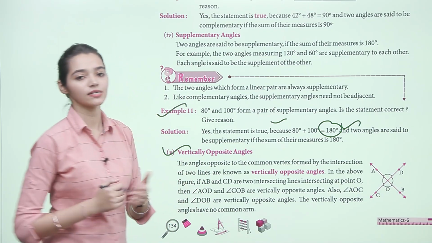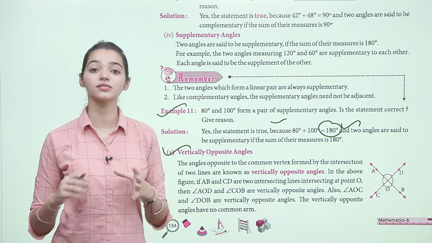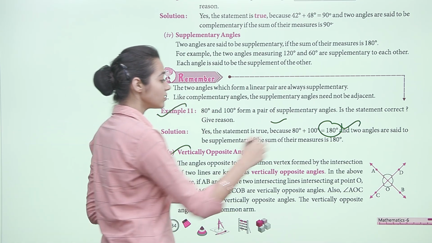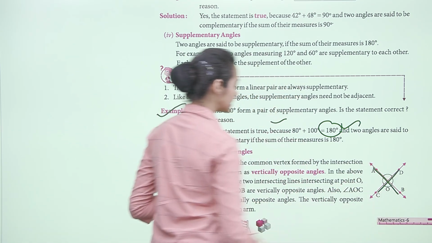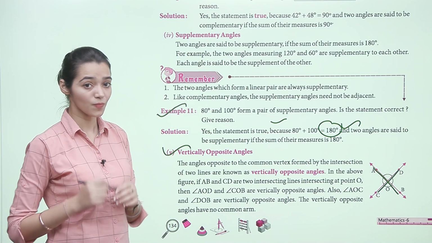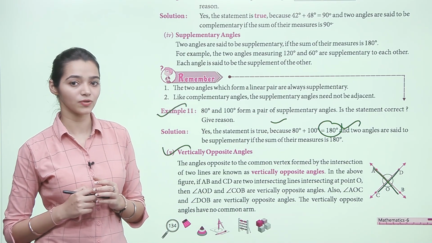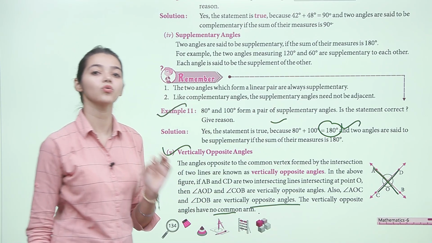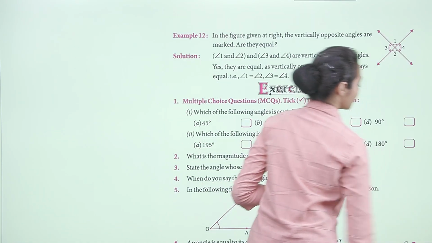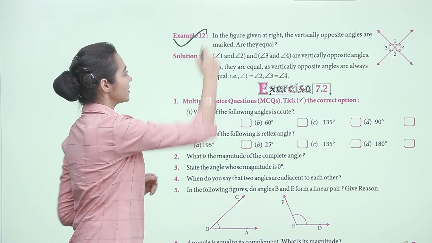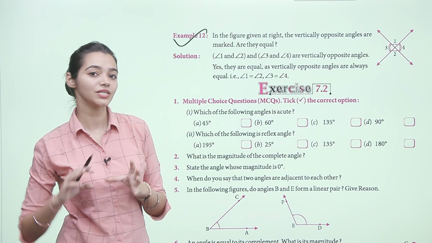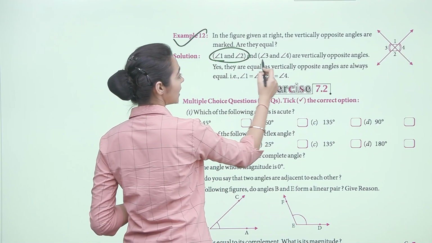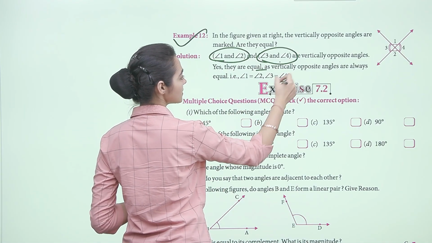Now vertically opposite angles. The vertically opposite angles are the angles that are opposite to each other at the common vertex formed by the intersection of two lines. So in the above figure, AB and CD intersect at point O, and AOD and COB are vertically opposite. AOC and DOB are also vertically opposite angles, and vertically opposite angles have no common arm. Now in example number 12, in the figure given, are the vertically opposite angles marked? Are they equal? Yes, they are equal. Angles 1 and 2 and angles 3 and 4 are vertically opposite angles as they are equal.